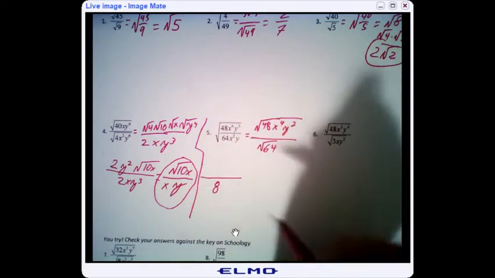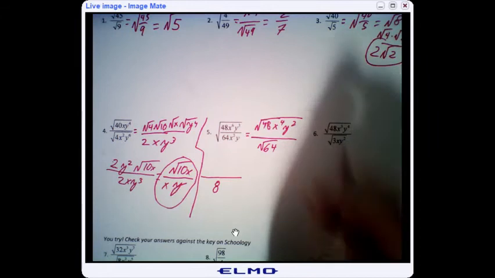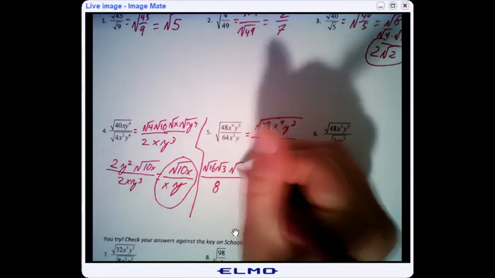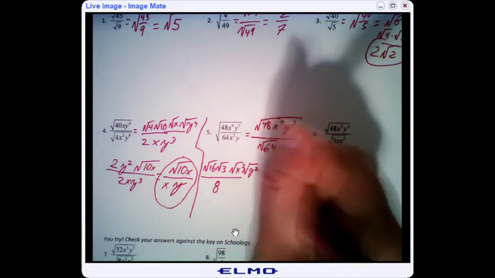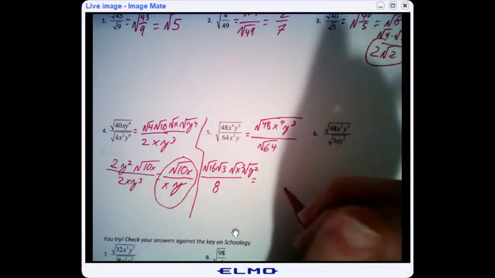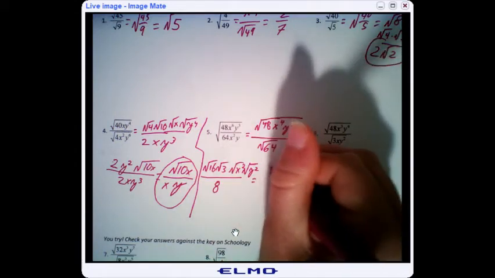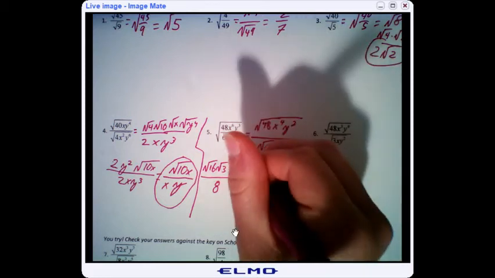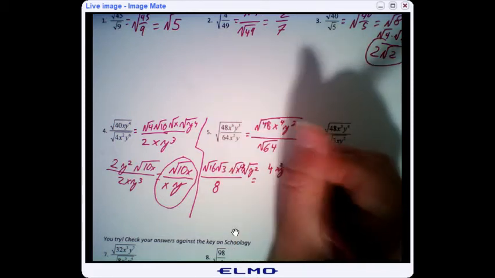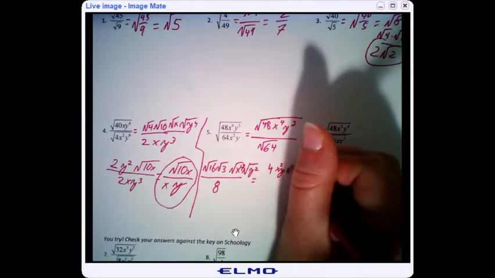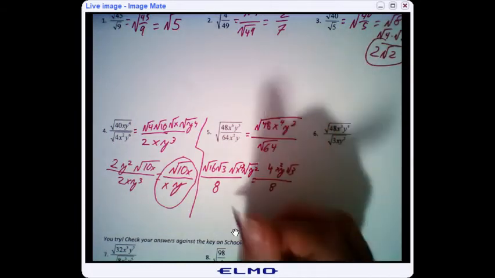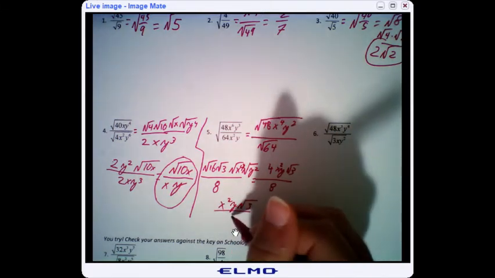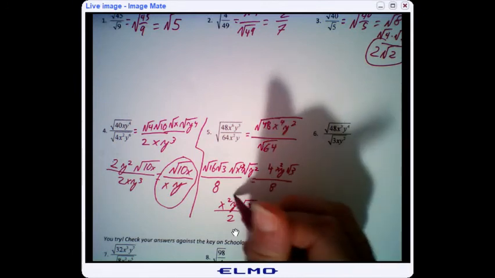Square root of 48, that's 16 times 3. And then square root of x to the 4th, square root of y squared. So we're going to get 4xy. Oh, that's x squared. X squared y square root of 3 over 8. And we're going to be left with x squared y square root of 3 over 2, because 4 goes into both of those.